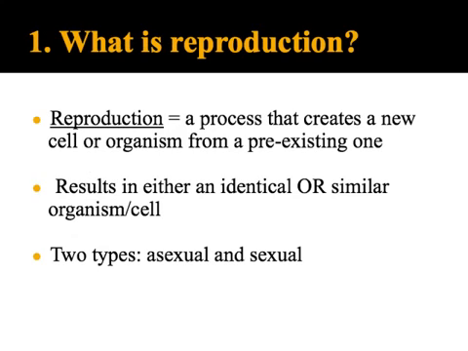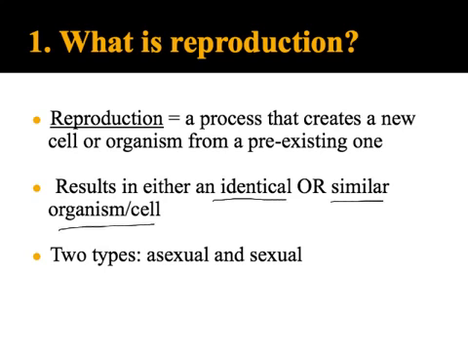So let's start with the first question, which is what is reproduction? So we've already seen this a little bit. We're going to define reproduction as the process that creates a new cell or organism from a pre-existing one. So basically, we're going to have a cell, it's going to copy itself, and then we're going to have another cell. So this can happen two ways. It can result in an identical copy, or it can result in a similar copy.